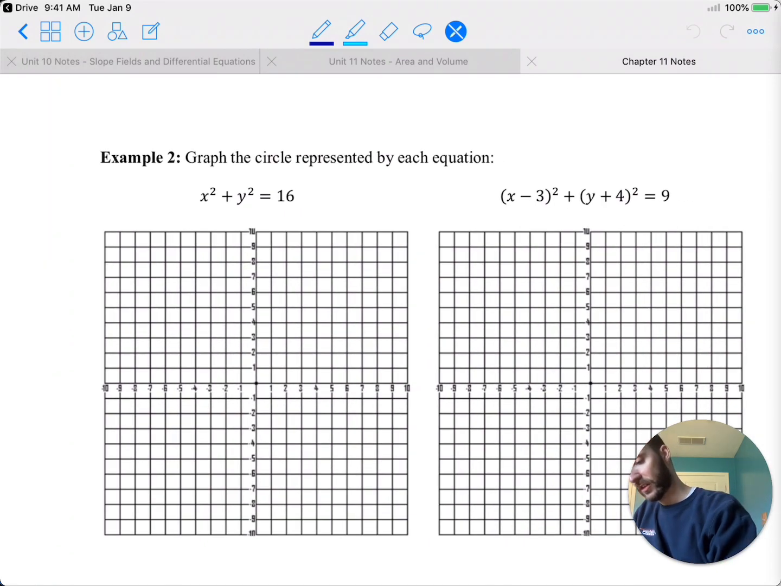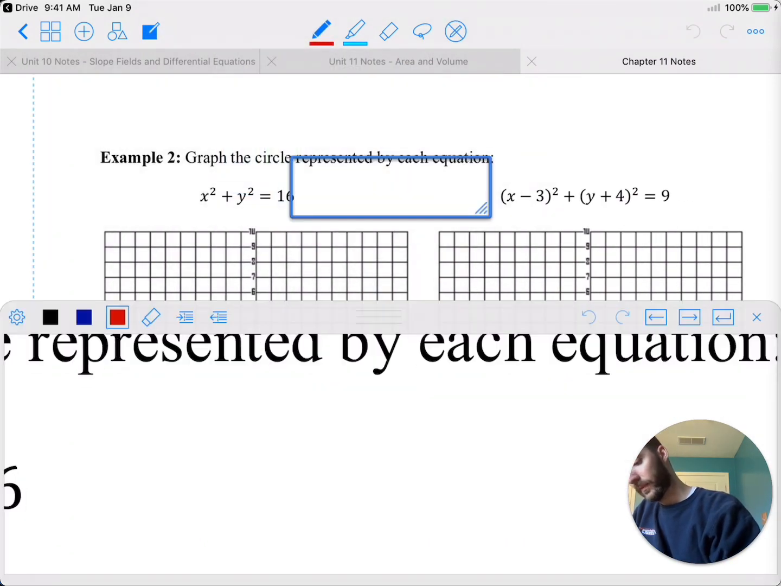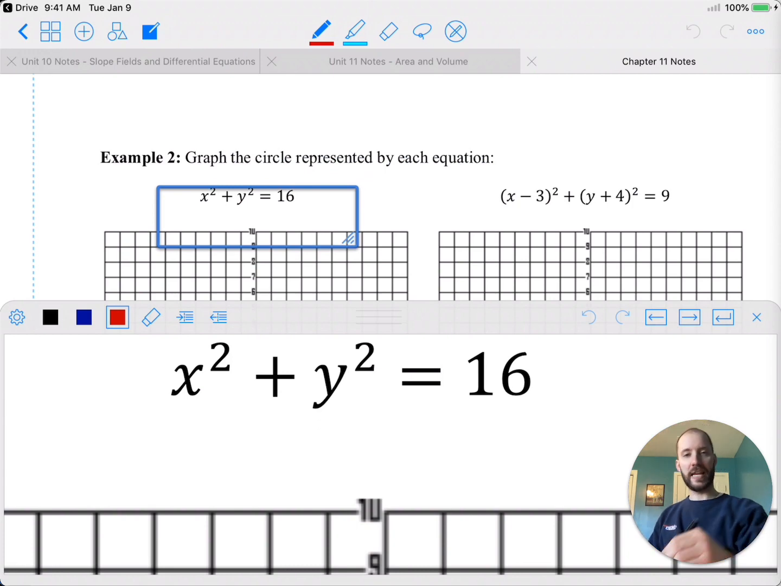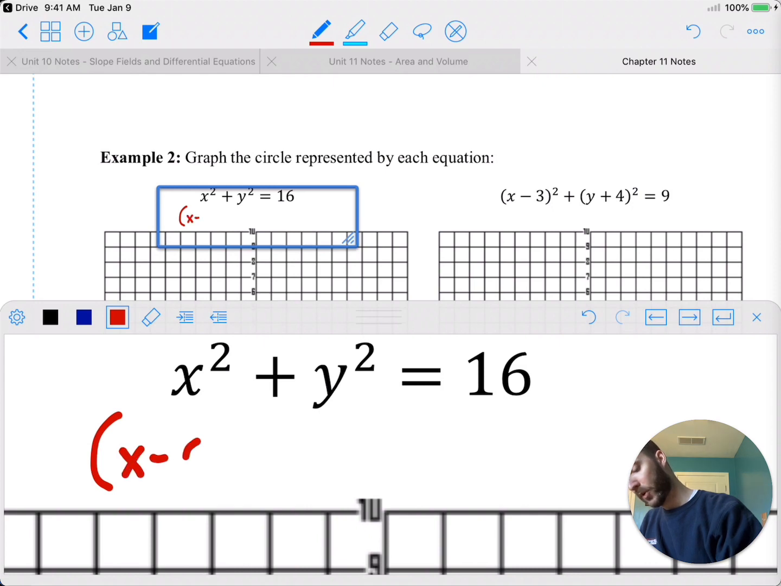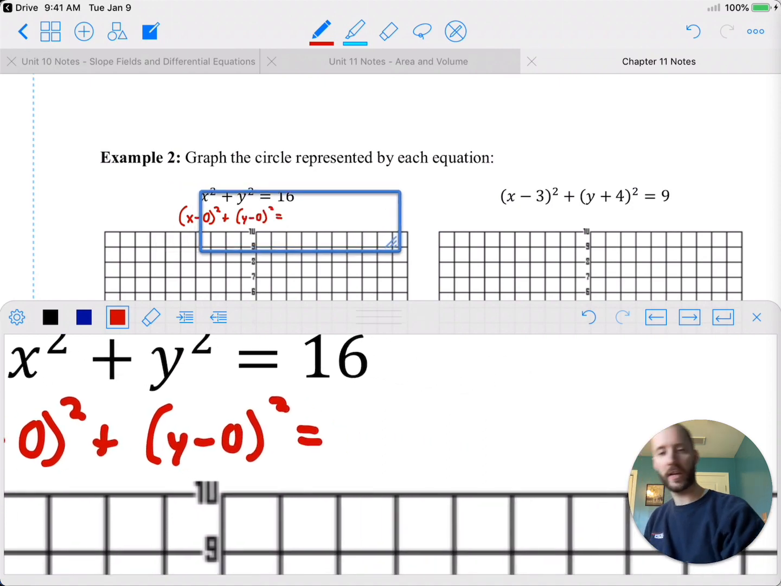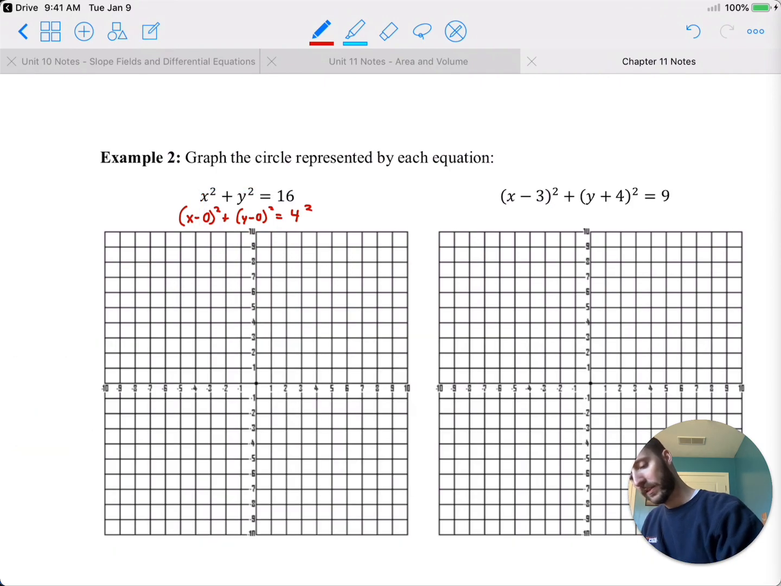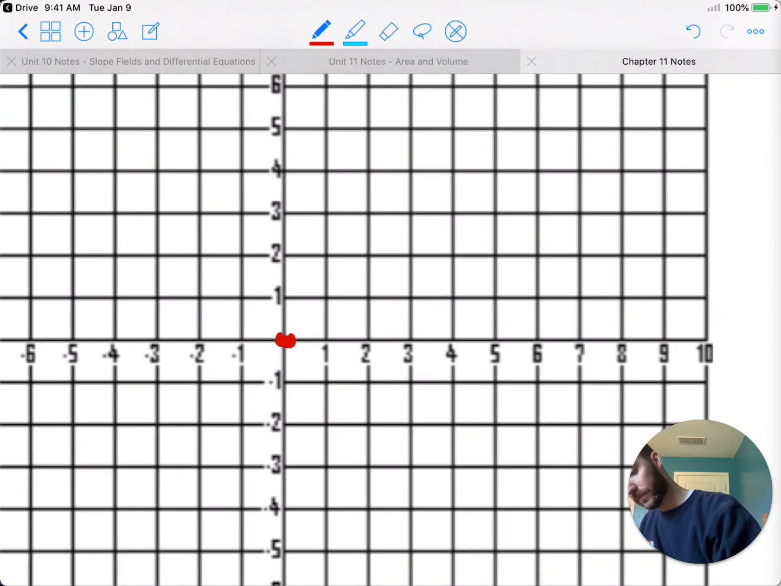Now graphing a circle. Again, it's x minus h, y minus k. Well, nothing's being subtracted from x, and nothing's being subtracted from y. So both of those would be 0, and that equals r squared. So what times what gives you 16? The square root of 16 is 4. So the center is 0, 0, and the radius is 4. Nothing fancy.